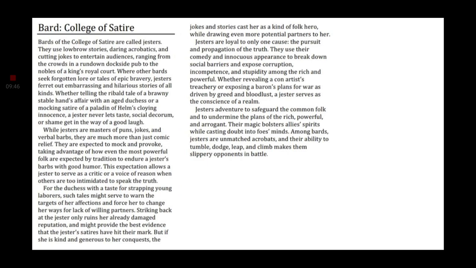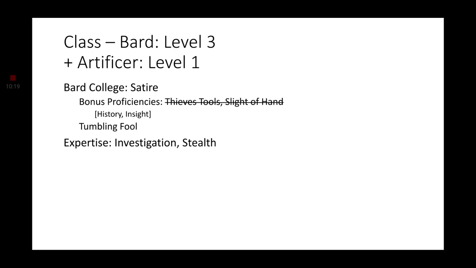Now, it also says that there are jesters involved in this. Even in the very beginning, it says, Bards of the College of Satire are called jesters. So if I ever make a Joker build, you will know that I'll be bringing this Bardic College up again because of that jester theme. But everything else, focusing on the pursuit and propagation of the truth, that is the Riddler in the new Batman film. So we are using the Bardic College of Satire.